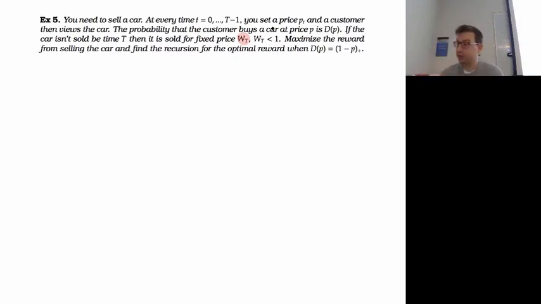And again, if we want to solve that kind of problem, we're going to end up with a Markov decision process. So you've got a Markov decision process to solve.